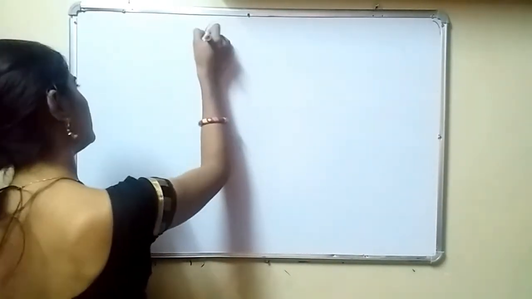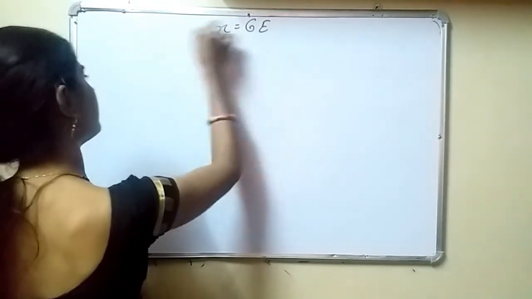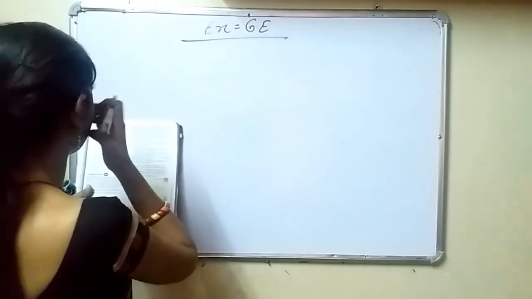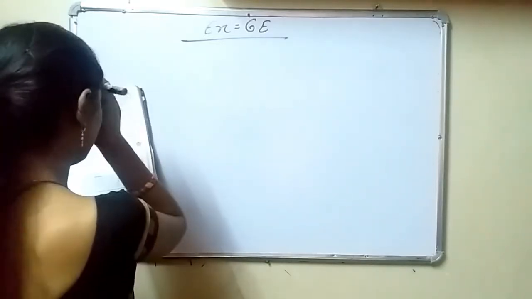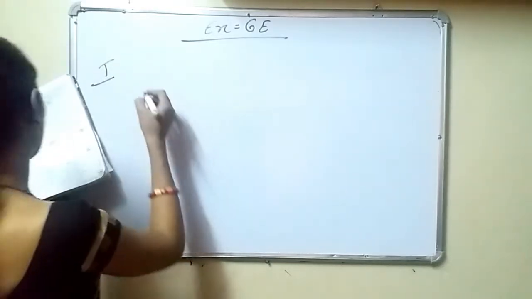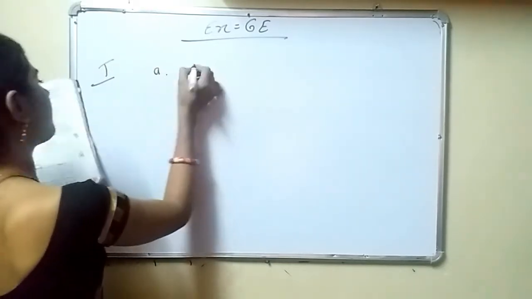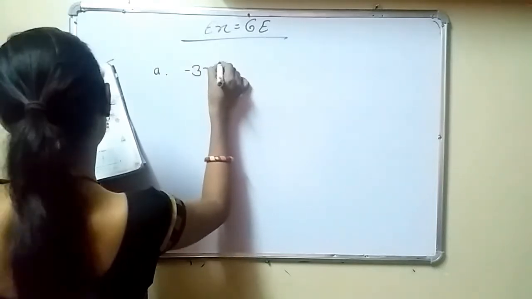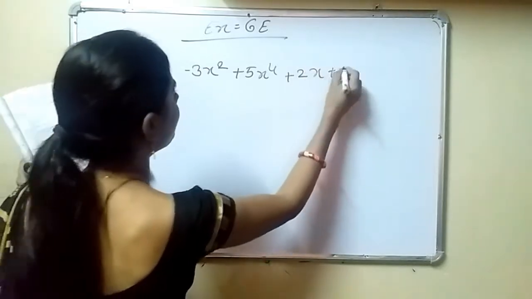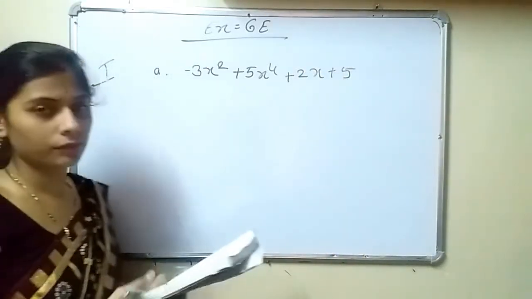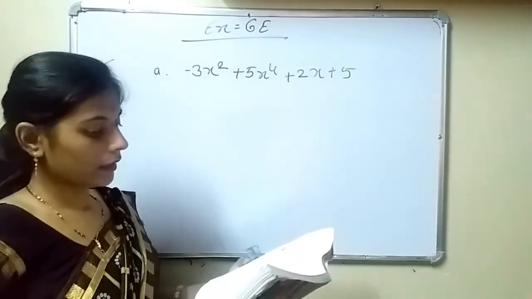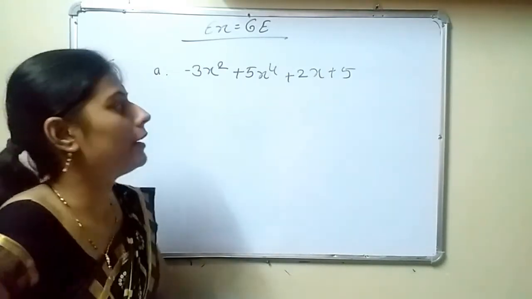See exercise 6E. Question number 1. Write the degree of the following polynomials. A. 3x minus 3x square plus 5x to the power 4 plus 2x plus 5. Now see what is the degree here, which is the highest power given here. The degree of this polynomial you have to find.